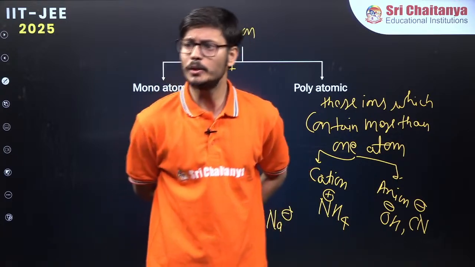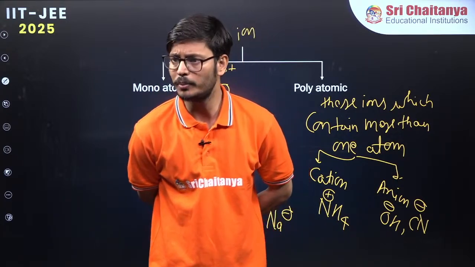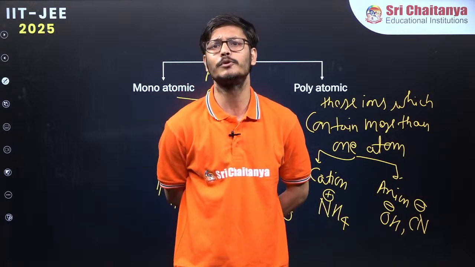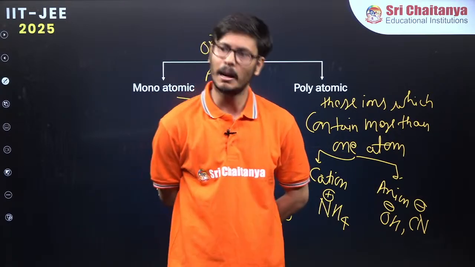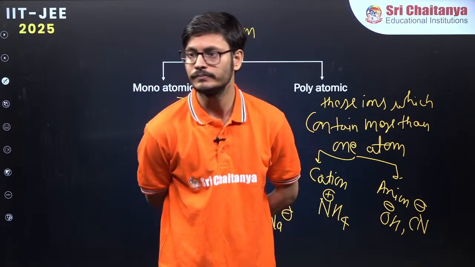You will get to know, beta ji. +4 is not possible, -4 is possible. There are few compounds which are formed. You will come to know in 11th and 12th class.